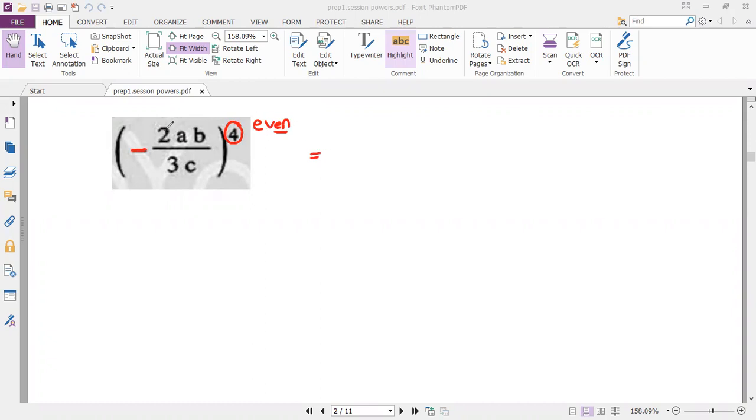Okay. And we have 2AB raised to the power of 4. So it's 2 raised to the power of 4. Distribute the power on them. A to the power of 4 and B to the power of 4. So it's 2 raised to the power of 4 and A raised to the power of 4 and B raised to the power of 4, all divided by 3 raised to the power of 4. Distribute the power on the bottom here. So 3 raised to the power of 4 and C raised to the power of 4.